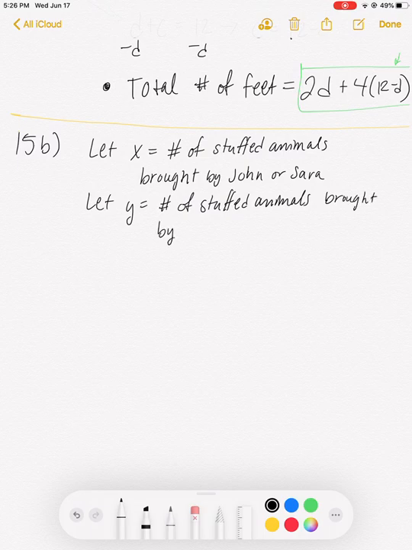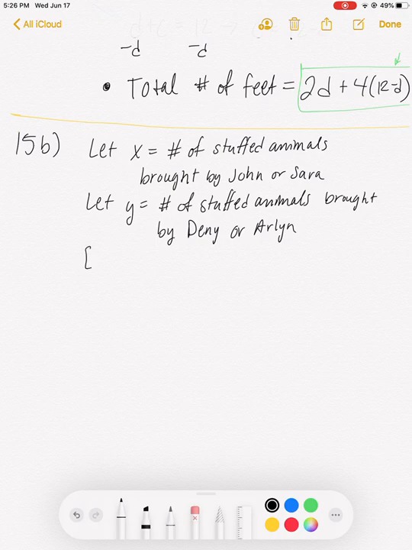Brought by Denny and Arlen, Denny or Arlen, because they're both okay. Now, if you notice, we didn't mention Lauren, but because she brought twice as many as John and Sarah, she's just 2x is all.